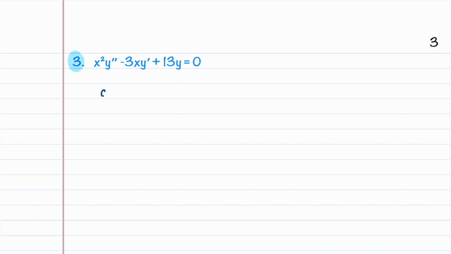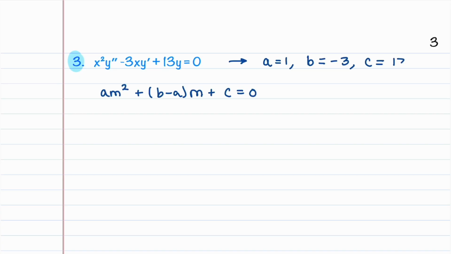That formula is a m squared plus b minus a times m plus c is equal to 0. From our equation, we can see that a is the constant that multiplies the x squared, and that's equal to 1. b is the constant that multiplies x, and that's minus 3. And then c multiplies y, and that is 13. From this, we can calculate b minus a, and that's going to be minus 3 minus 1, which is minus 4.